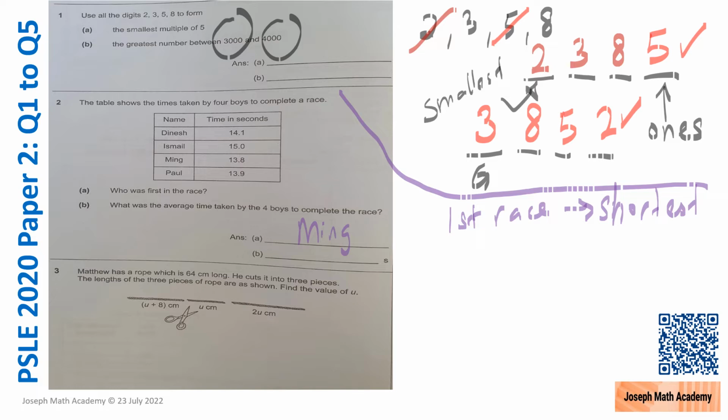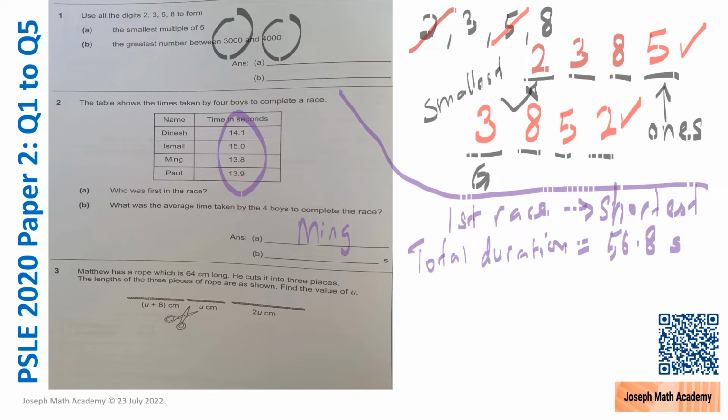Now B. To find the average time taken by the 4 boys, we need to first know the total duration, the total timing. So total timing means you have to add up all the 4 timings in seconds. So when you add everything, you will get 56.8 seconds. You can use a calculator because it is a paper 2 question.